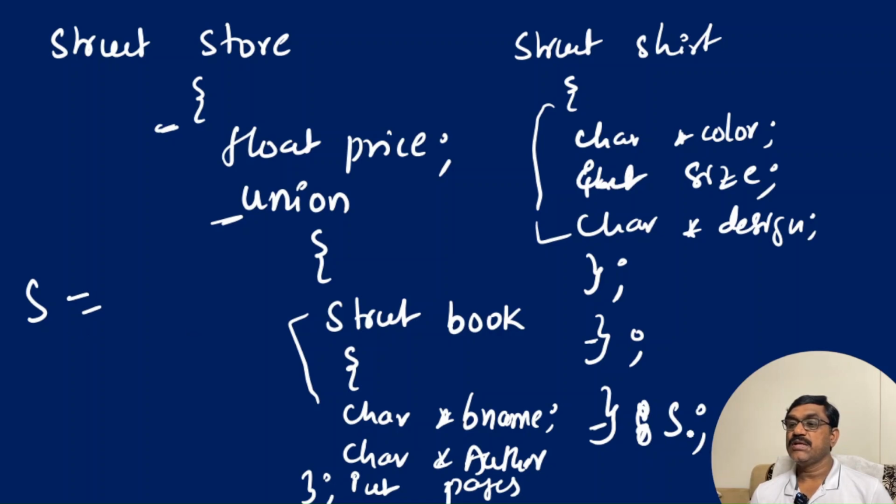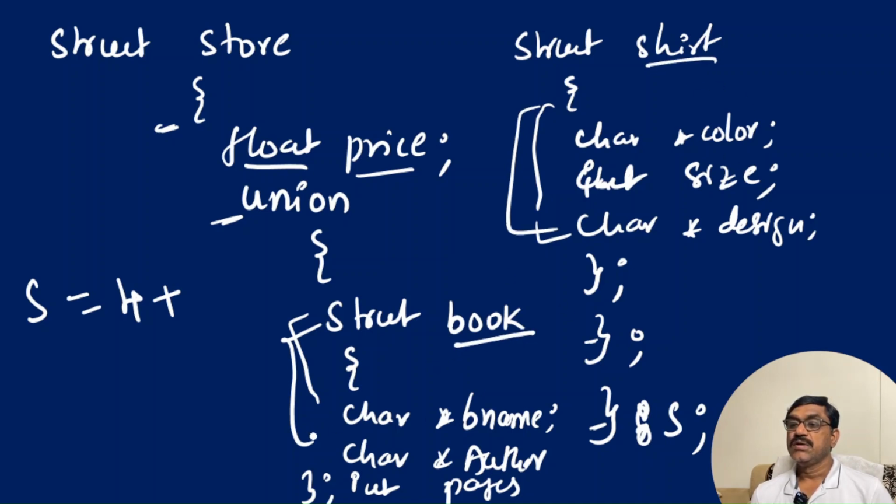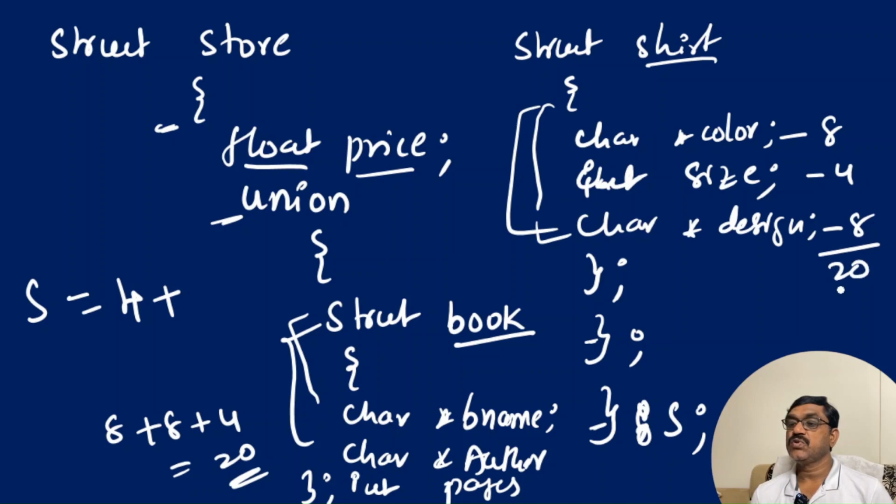The amount of memory allocated for the structured variable s is given as follows. First we are taking price float, how many bytes? 4 bytes. Now this is about the first data member. Now take the union. In the union internally, how many members are there? How many data types? 2 data types. One is book and another one is shirt. The amount of memory allocated for the book is how much? For the book, character star means character pointer takes 8 bytes, next 8 bytes for author, and 4 bytes for pages. How much? 20 bytes here. Now for shirt, 8 bytes, 8 bytes, integer takes 4 bytes. Total 16 plus 4, here also 20 bytes.